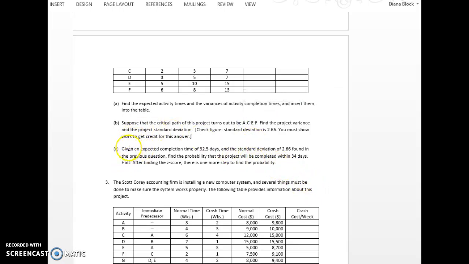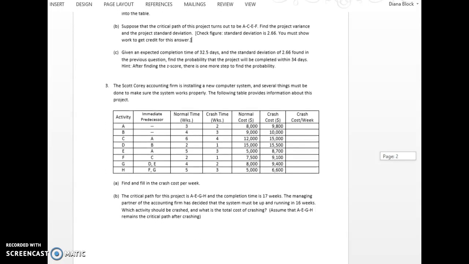And so then you'll answer in part C if you have an expected completion time. And again, you've got the formula there to be able to calculate the probability for finishing in a specific number of days. That information is in the chapter and the PowerPoint. The formulas that you need are in the text.